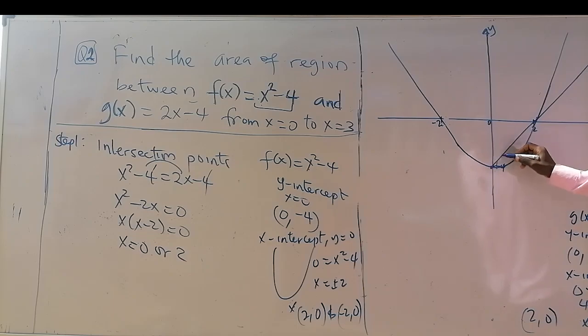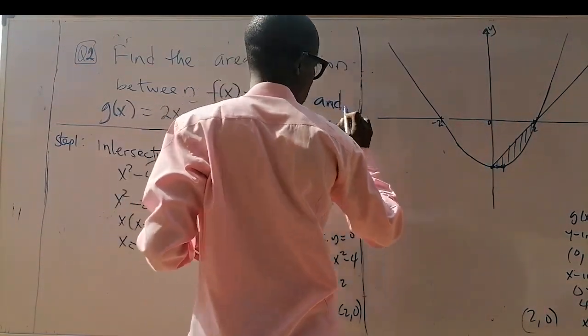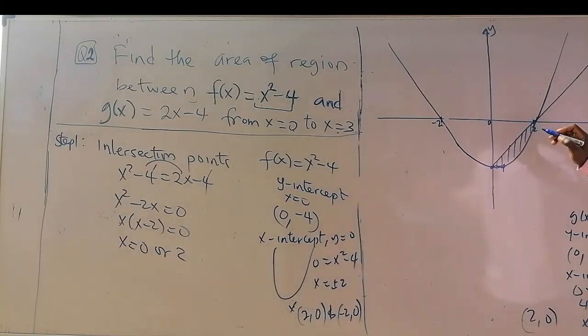So I have this point here. The question says from 0 to 3, so we are not going to stop at 0 to 2. We are going to extend our graph to 3. Let's say this is my 3. I'm going to extend that, and I'm going to indicate that area also.